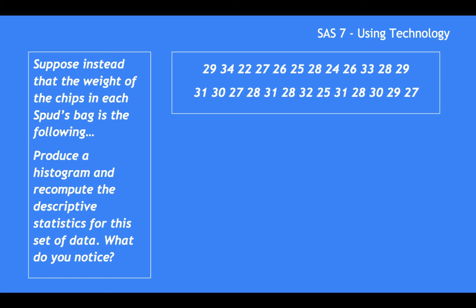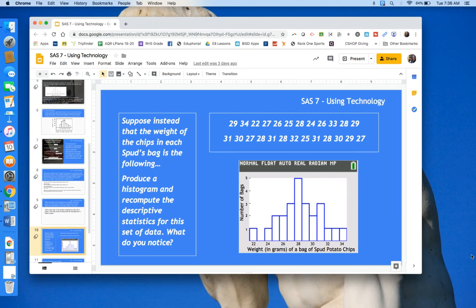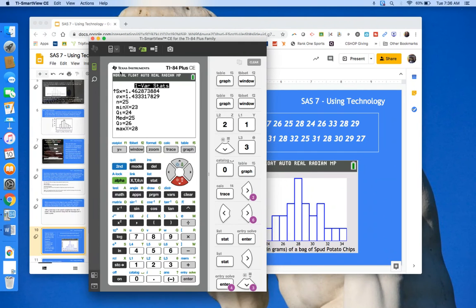All right, suppose instead that the weight of the chips in each spud's bag is the following. All these values in this data set right here are now what we're talking about. We're going to produce a histogram and recompute the descriptive statistics for this set of data. And what do you notice? So this is what it looks like, but let's do it in the calculator just to be on the safe side. So I'm going to pull my little trusty calculator over there again. And it is right there.